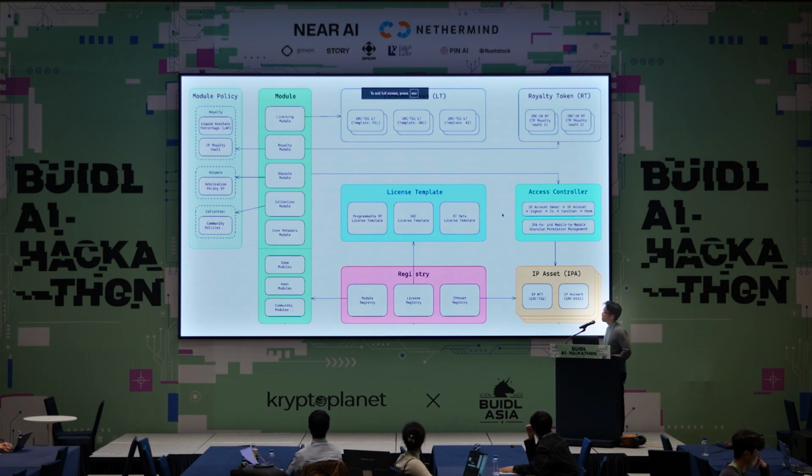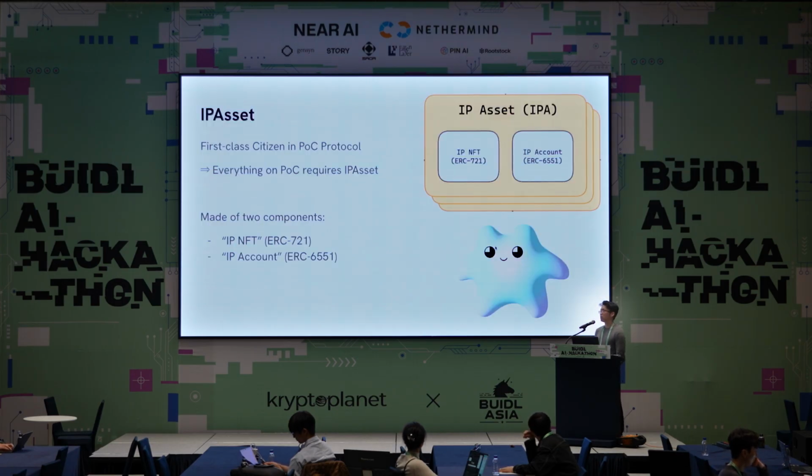I'll just briefly go over the high-level concepts. So we have registries, modules, license templates, license tokens, royalty tokens, and IP asset. One by one. First, IP asset. It's the first-class citizen in our system. It is made of an IP NFT, which is just an ERC-721 NFT, like Bored Ape, and then the IP account, which is ERC-6551, another standard. And these 2 make up what we call an IP asset.